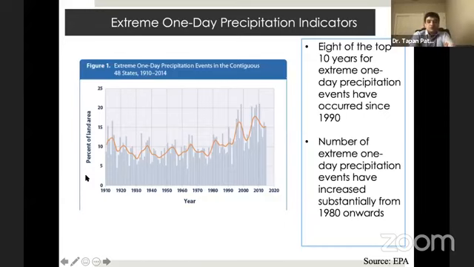Okay, so this is a US average, and what it shows is that in recent years, extreme single-day precipitation events have been occurring quite a bit. 7 or 8 out of the top 10 extreme single-day precipitation events for the United States have occurred since 2000. So in recent years, you're seeing this upward trend.